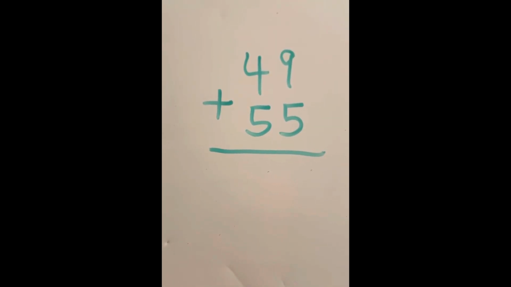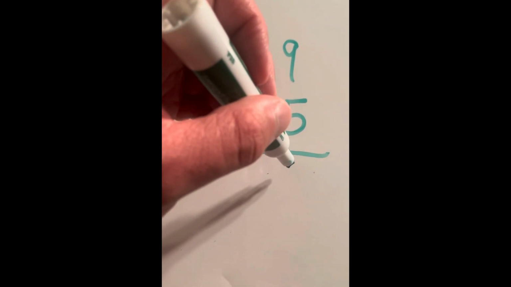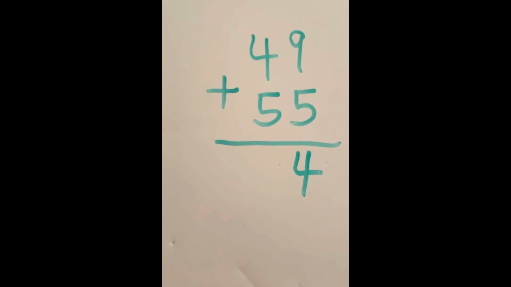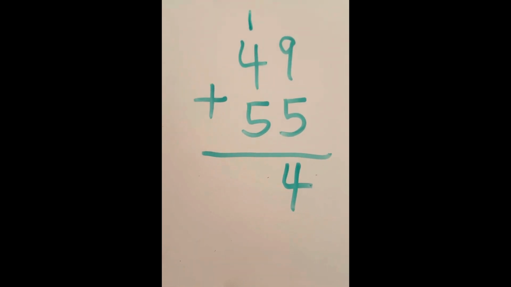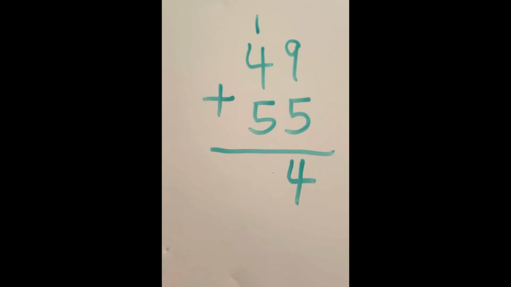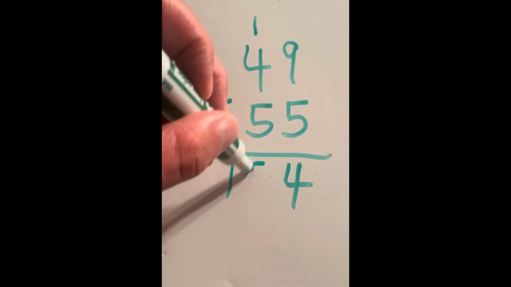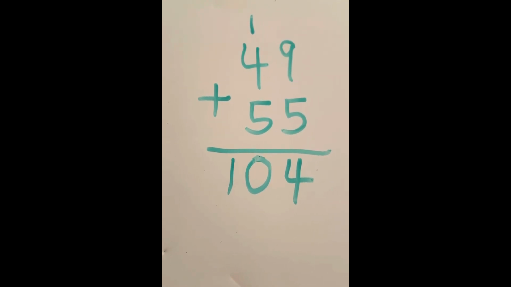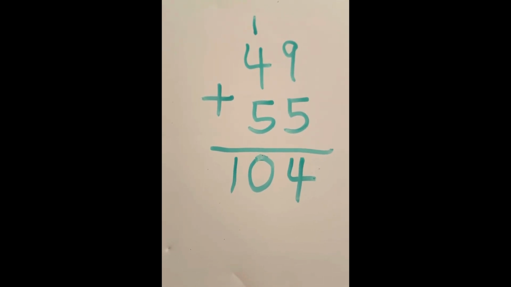Example number 9 now. 49 plus 55. So adding the digits in the ones place, 9 plus 5 equals 14. So the 4 in 14 goes in the ones place. The 1 in 14 gets carried over to the tens place. 4 plus 5 equals 9. We have to add the 1 that we carried over. That makes it 10. And our answer is 104. 49 plus 55 equals 104.